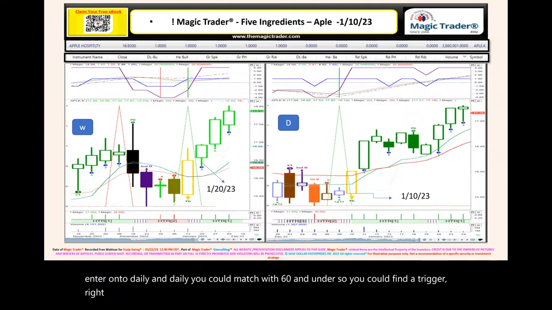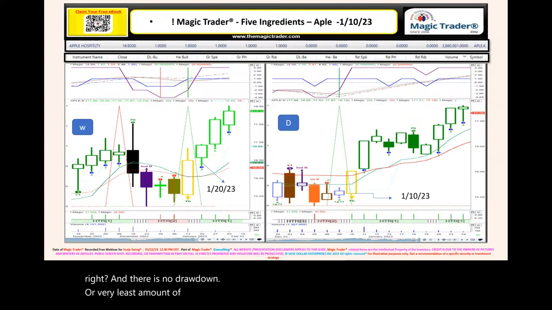And there is no drawdown. Very least amount of drawdown. So you could enter at the open with confidence. You don't need to wait for trades.